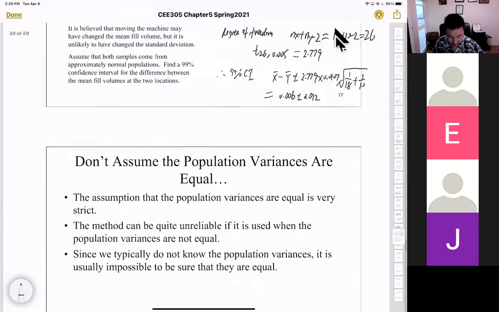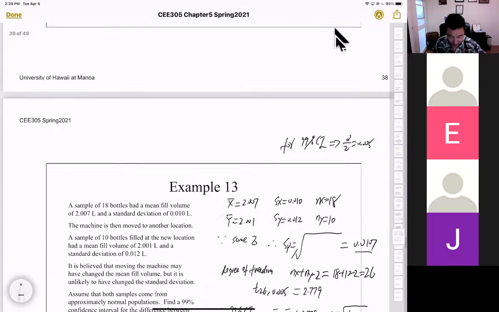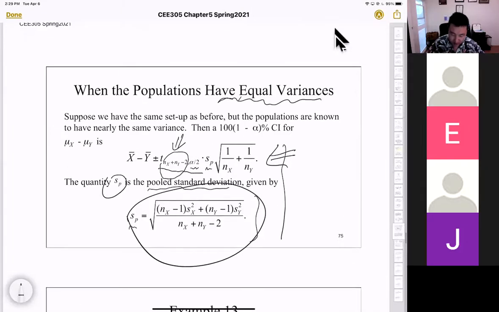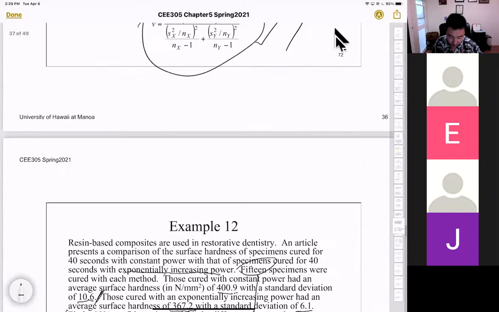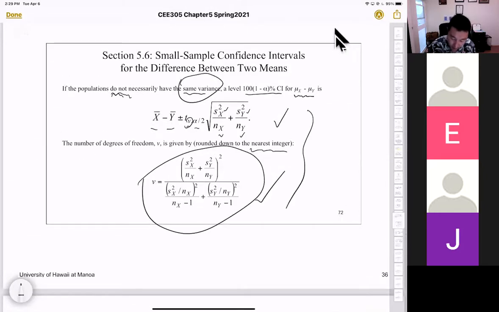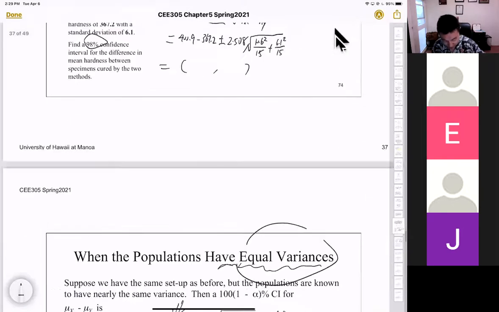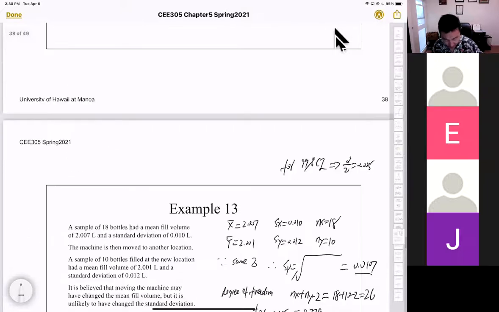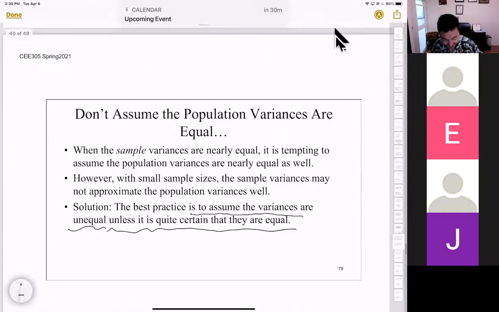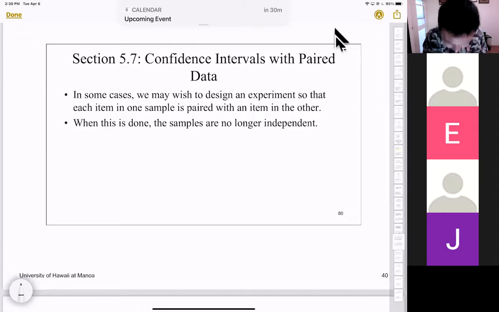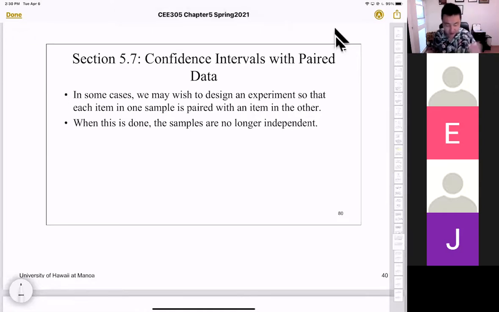So in this section, we discussed two cases. When the variances are equal, we use this set of equations. In the general case, if we do not know the variances are equal, we use this equation instead. So that is section 5.6. And we're almost there. We have 7 different cases for confidence intervals, and the next one is the last situation, paired data.